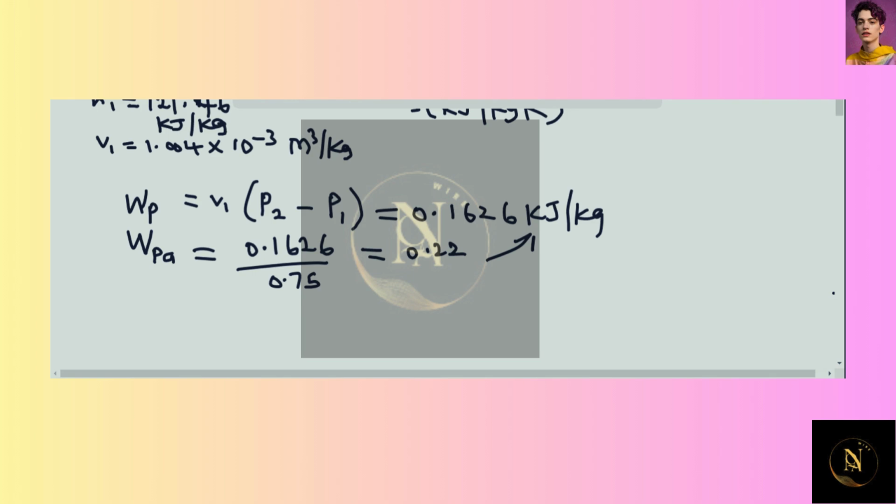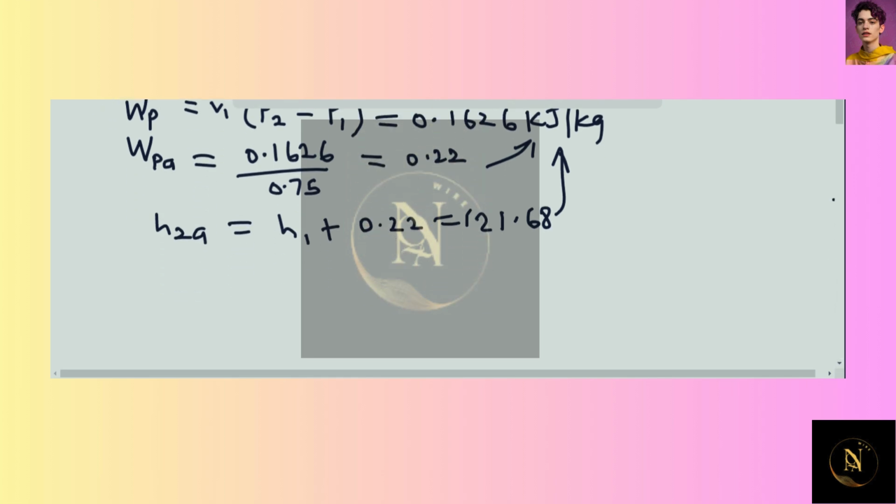All right, you can look for what H2A will give us, the enthalpy there. It is the enthalpy at point 1, which you already know, plus our 0.22, which will give us 121.68 kilojoule per kilogram.